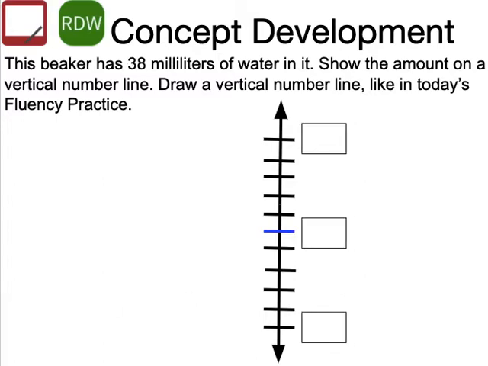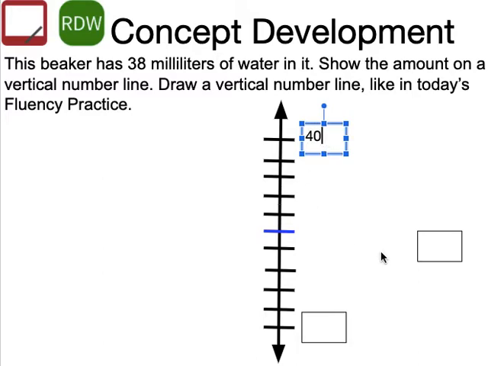This beaker has 38 milliliters of water in it. We're going to show the amount on a vertical number line. Okay, well, 38. What does 38 round to? Well, I wouldn't round 38 down, all the way down to 30 just yet. I would start by rounding 38 up to 40. So we're going to round 38 up to 40.